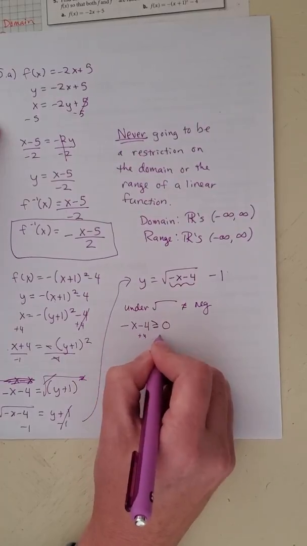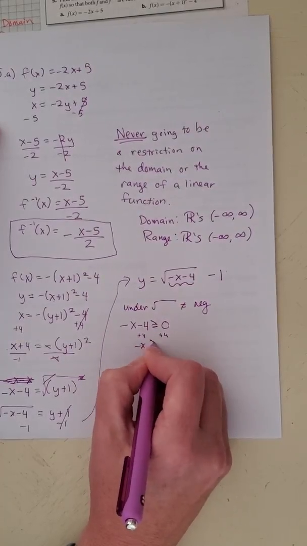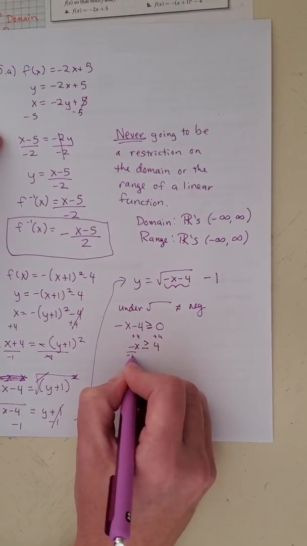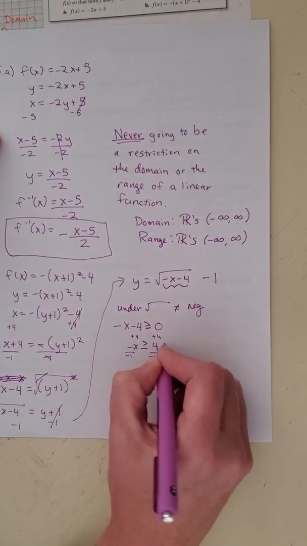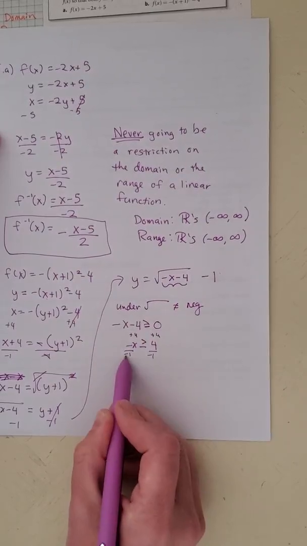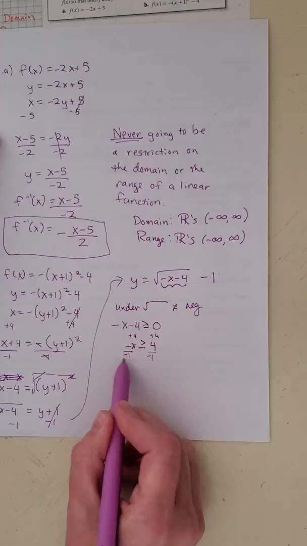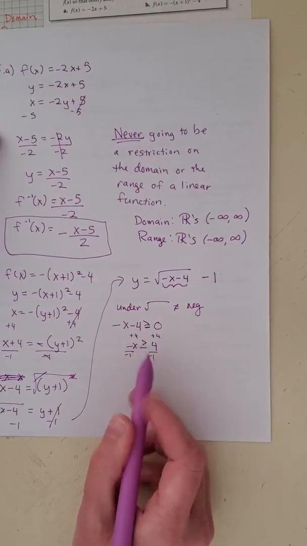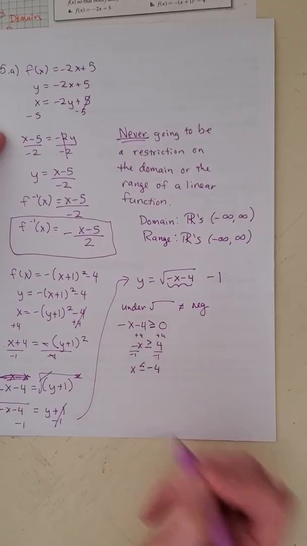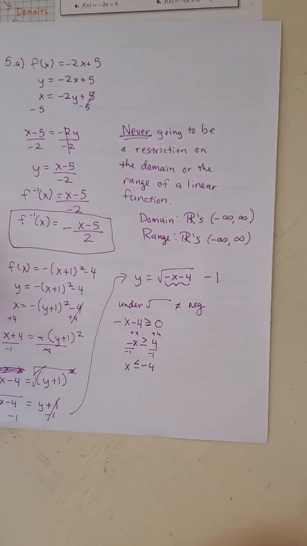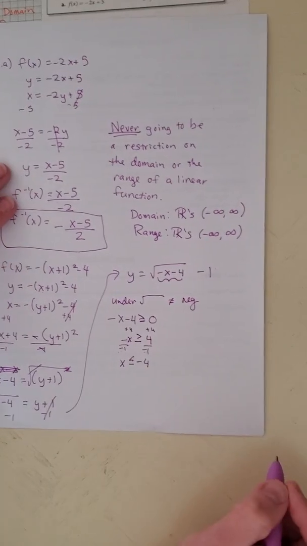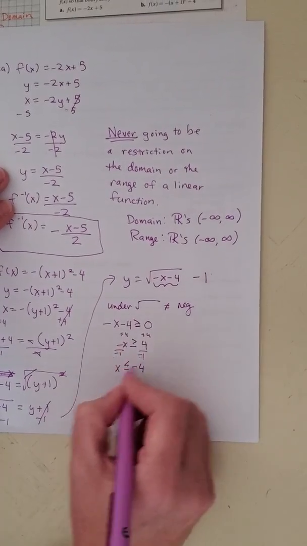So I would add 4, I get negative x must be greater than or equal to 4. And then I'll divide both sides by negative 1. And then don't forget that when you divide or multiply by a negative, this symbol is going to switch. So you get x, that becomes negative 4, and switch your inequality the other direction. So x has to be less than or equal to negative 4. All right, that is my domain.